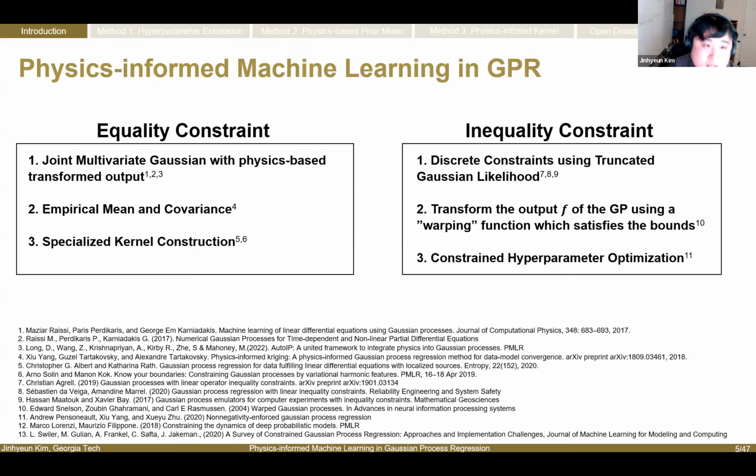We can set the multivariate Gaussian and sample the posterior distribution. For the inequality constraints, the popular one is to use the truncated Gaussian likelihood function to transform the unbounded Gaussian likelihood to the truncated Gaussian. It is popular to embed the bounded constraints for the selected points.